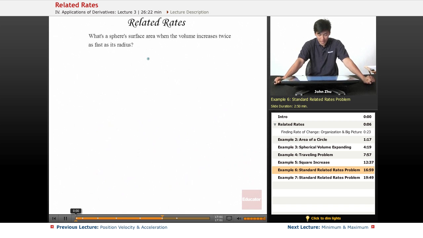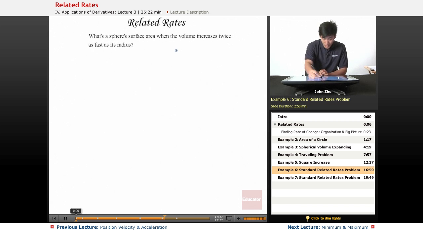Okay, so looking at the next example, what is a sphere's surface area when the volume increases twice as fast as the radius? So right away, we know that for a related rates problem, we're going to have to find a way to relate the surface area, the volume, and the radius. And more specifically, the surface area, the change in volume, and the change in radius.